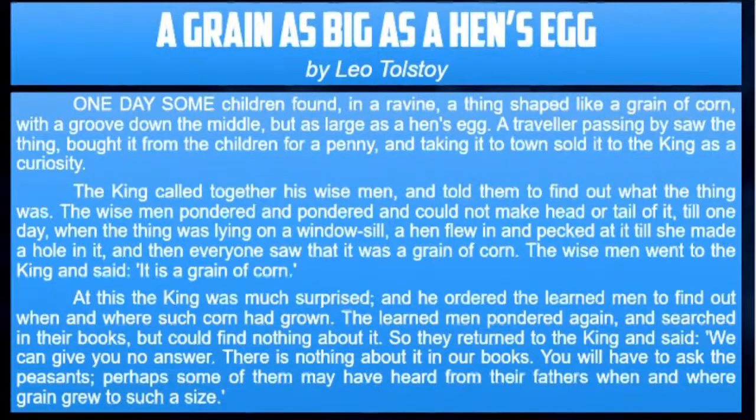At this, the king was much surprised, and he ordered the learned men to find out when and where such corn had grown. The learned men pondered again and searched in their books, but could find nothing about it. So they returned to the king and said, "We can give you no answer. There is nothing about it in our books. You will have to ask the peasants. Perhaps some of them may have heard from their fathers when and where grain grew such a size."